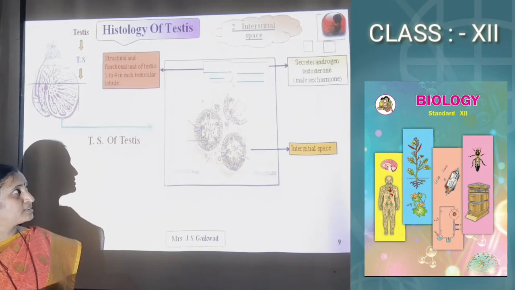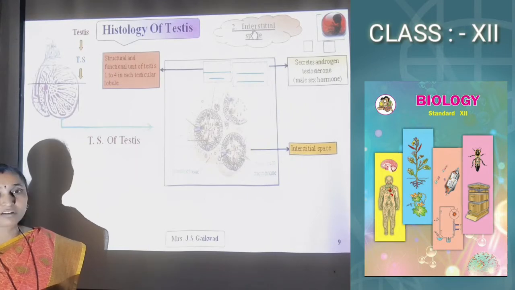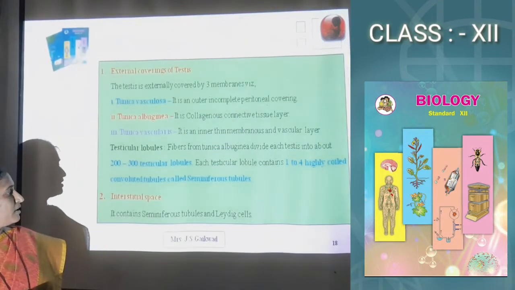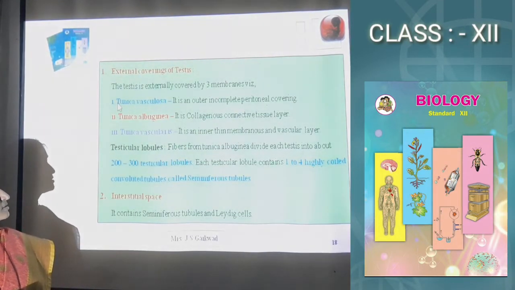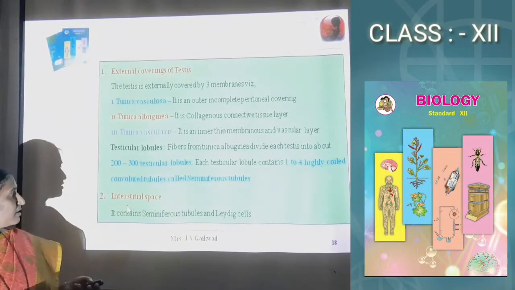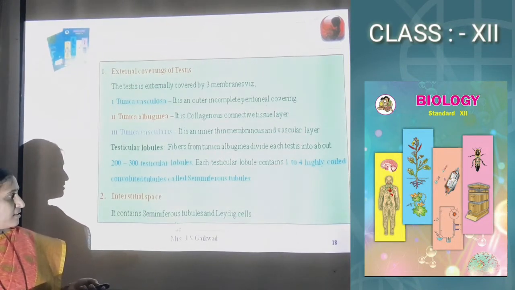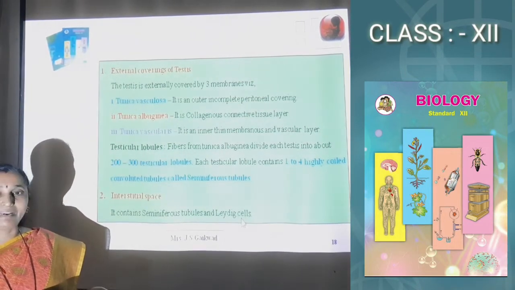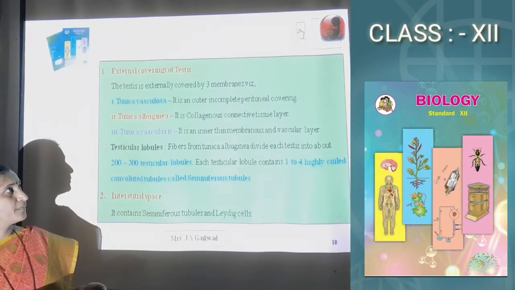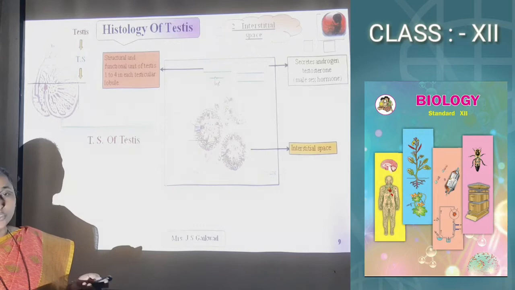Now come to the point, seminiferous tubule. Before this, we must know what to write in the exam about the interstitial space. Here is the point. First, note the coverings, then testicular lobules, then the interstitial space. This contains seminiferous tubules and Leydig cells.